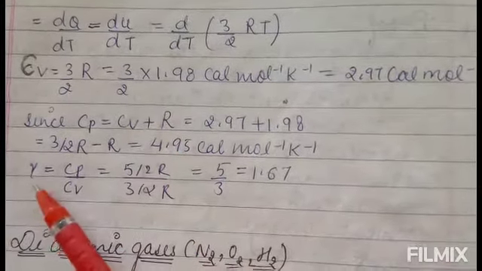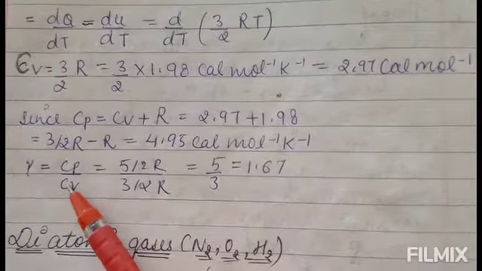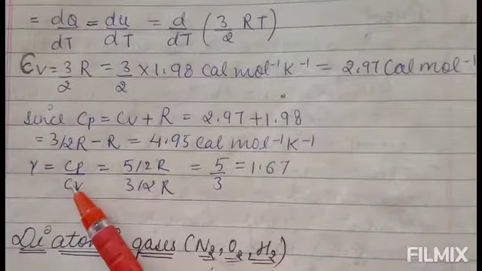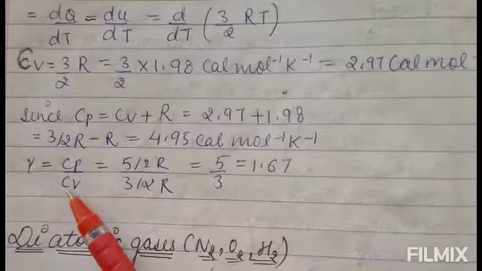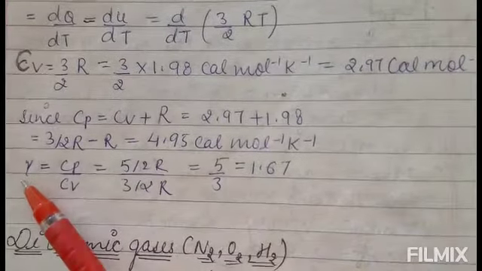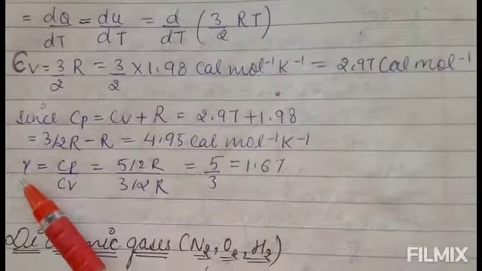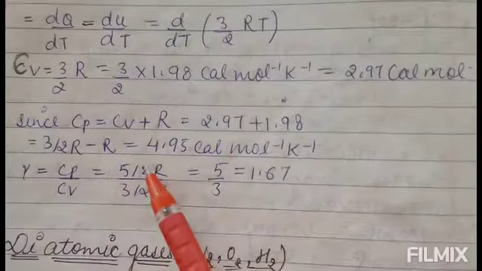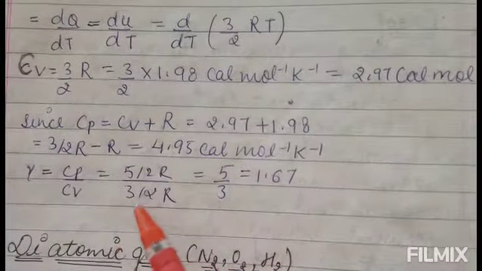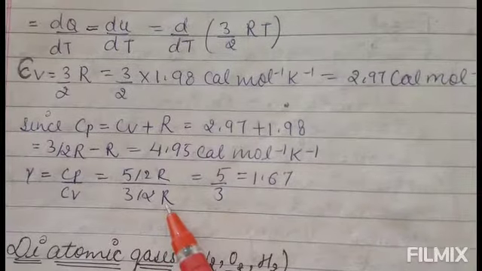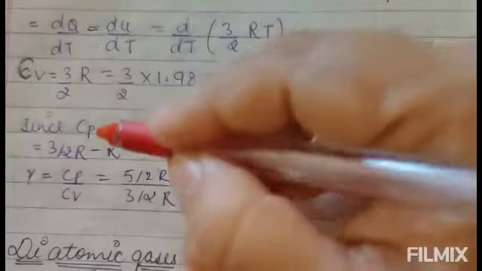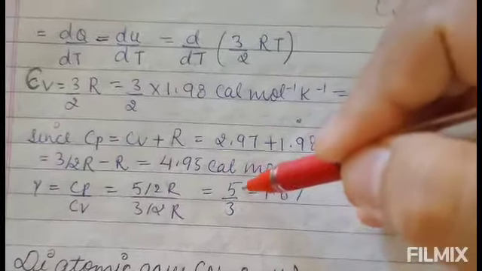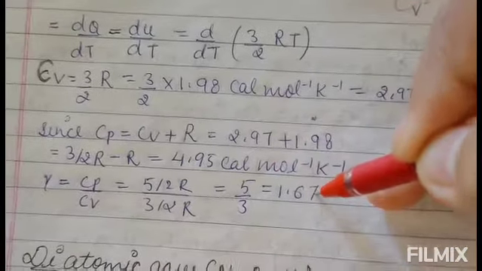And the ratio of Cp upon Cv, that is the molar specific heat at constant pressure to the molar specific heat at constant volume, is equal to gamma, a constant. So Cp we have calculated, it is 5/2 R, and Cv is 3/2 R here. So what will you find? You will find this is 5/3, and that will be equal to 1.67.